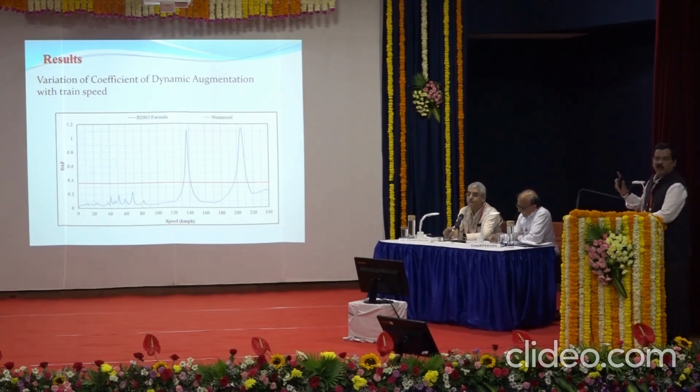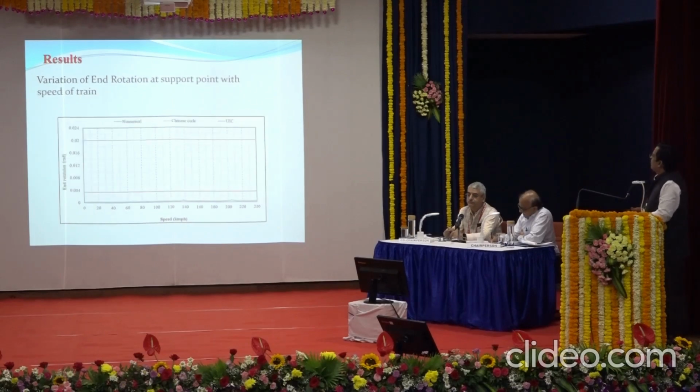But it doesn't mean that our bridges are unsafe, because here the axle load is only 17 ton. We have designed the bridges for 25 ton. So that takes care of this anomaly. Next, this is the variation of end rotation at the support point with speed, that is well within the limit.